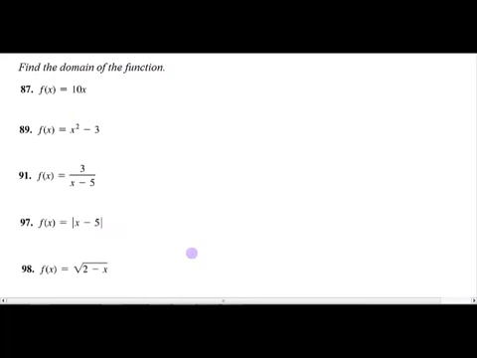Let's find the domain of these functions. Now they're not graphed for us, and we don't need to graph them. We can find out the domain just by looking at the equation and knowing something about the nature of those equations. Now we said earlier the only time we'll have restrictions on domain is if we have a denominator with x in the denominator, or if we have a square root where x is under that square root. If it doesn't have those two things, then there are no restrictions on what x can be. There are no restrictions on the domain.